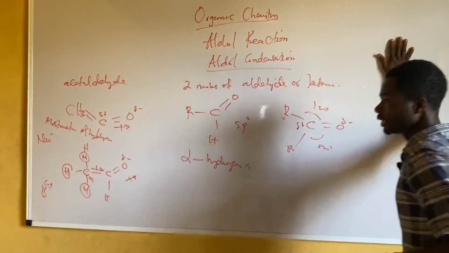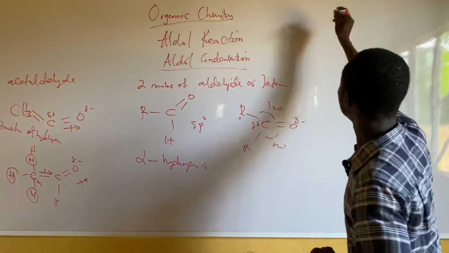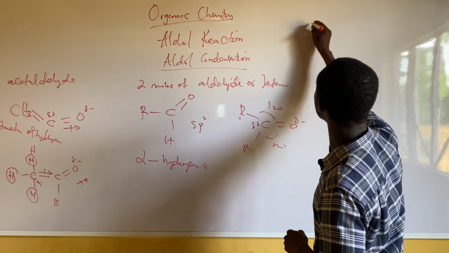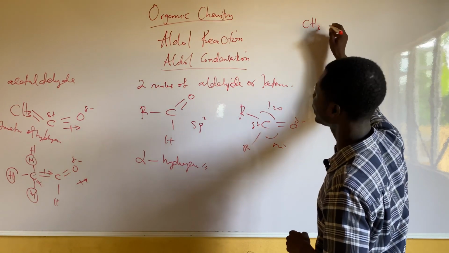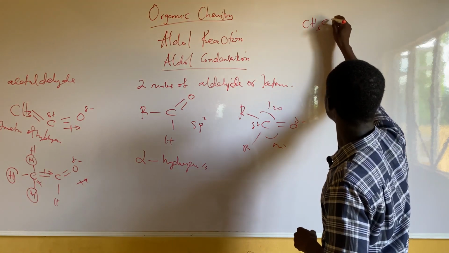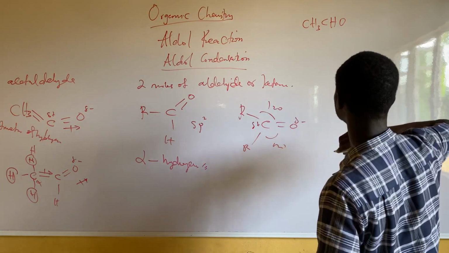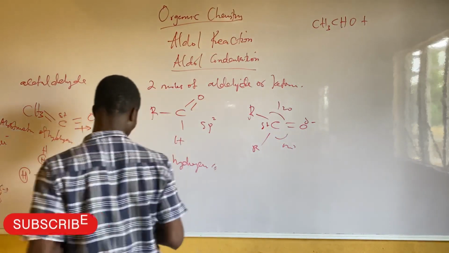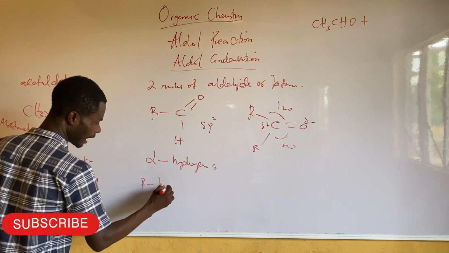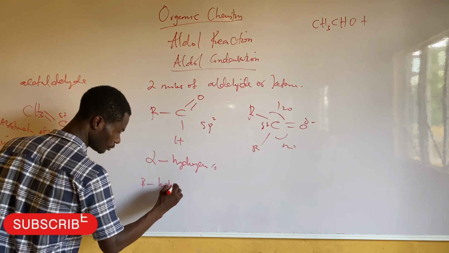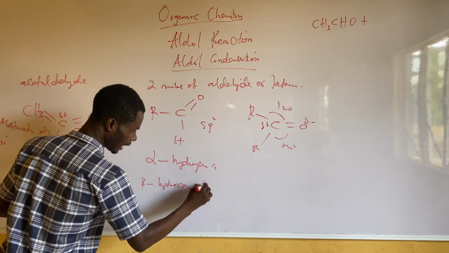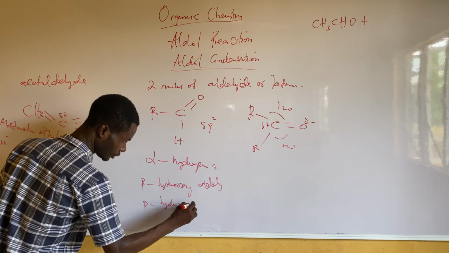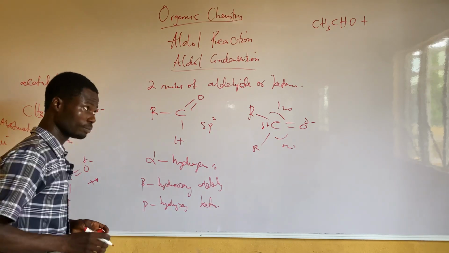Now look at this. Let's take this reaction. For instance, we have CH3, C, HO. This is an aldehyde. Is that okay? All right. Then when that one forms, it's going to give you a kind of beta hydroxy aldehyde or beta hydroxy ketone. That's going to be the product.